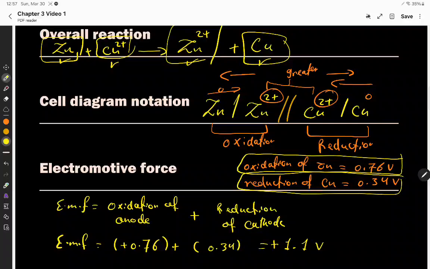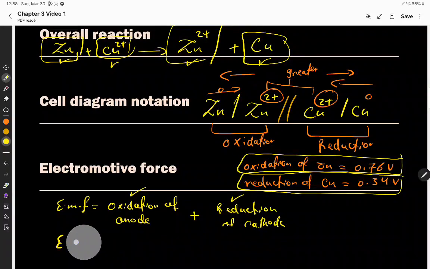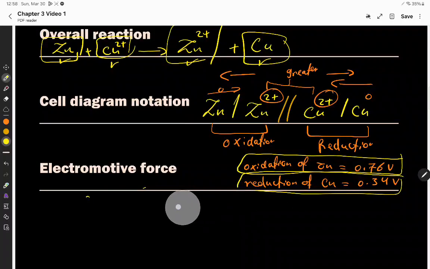If the sign is negative, then the reaction is not in a galvanic cell, and we can say it is non-spontaneous. But in this case, it is spontaneous, and it is a galvanic cell. So how do we calculate the electromotive force? The oxidation potential of the anode plus the reduction potential of the cathode. That is the first way. The second way, we can use another rule.